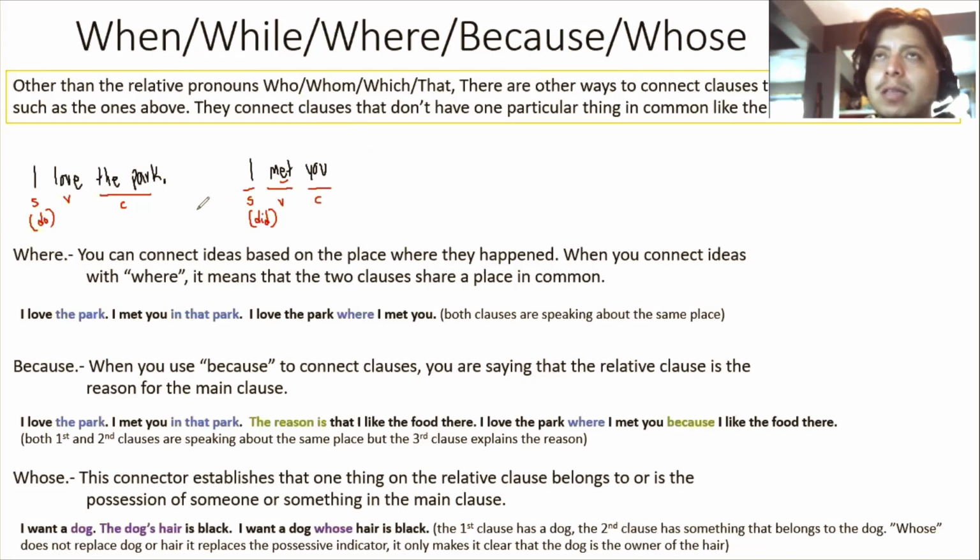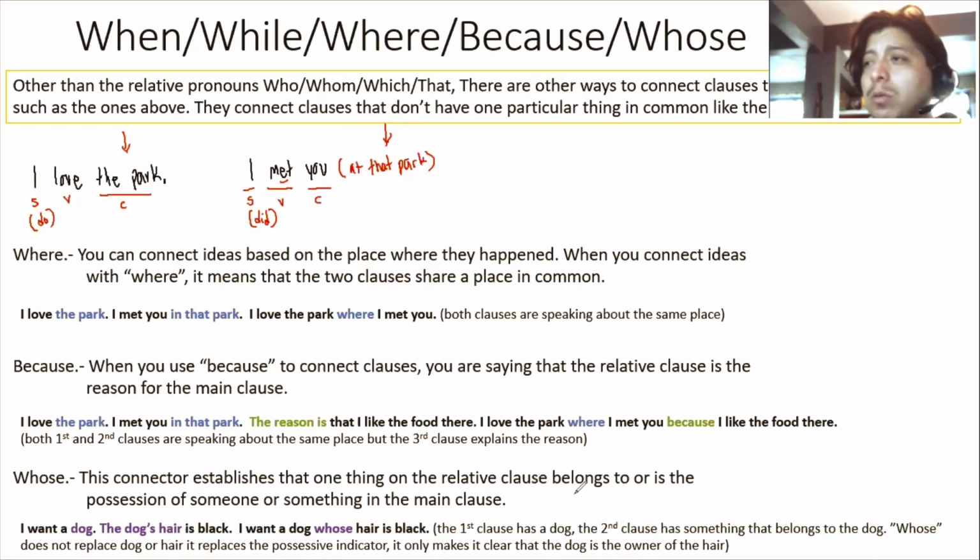Maybe the only thing that they have in common is that I love the park and I met you at that park. Maybe this is the only thing that they have in common. The only thing that they have in common is that I love this specific park and I met you at this specific park. Both these actions, they happened in the same place. Maybe this is the only thing that we have in common.